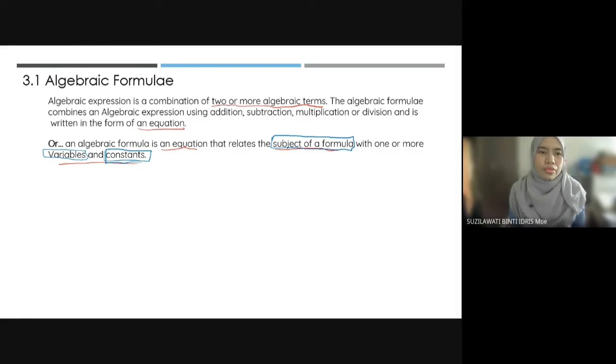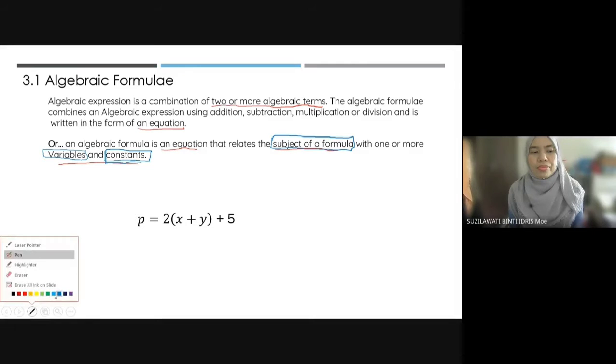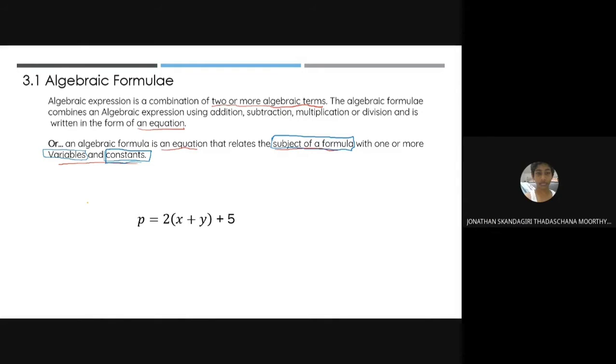Okay, let's look at the example here. P equal to, multiply this one in bracket, 2 multiply x plus y, close the bracket, plus 5. Okay, this is an example of what? Answer me, boys. Example of algebra.